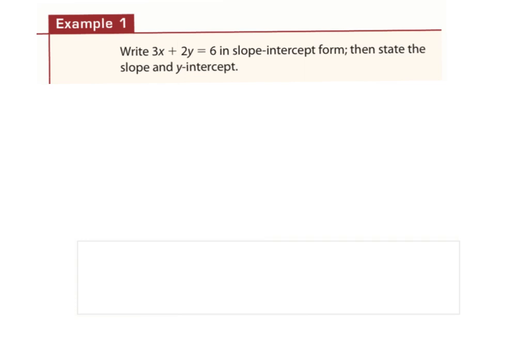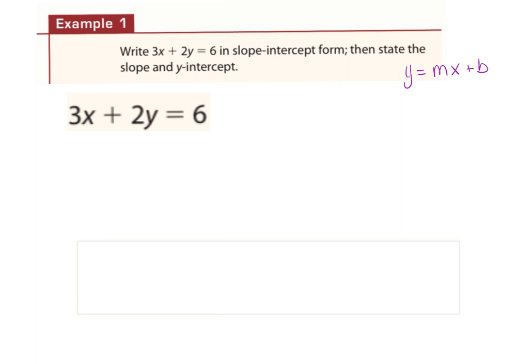So they've given us this equation. This equation is in standard form. This is standard form, Ax plus By equals C. Okay? And they want us to change this over to slope-intercept. So slope-intercept has the y all by itself. The slope-intercept has the y on one side of the equation all by itself.